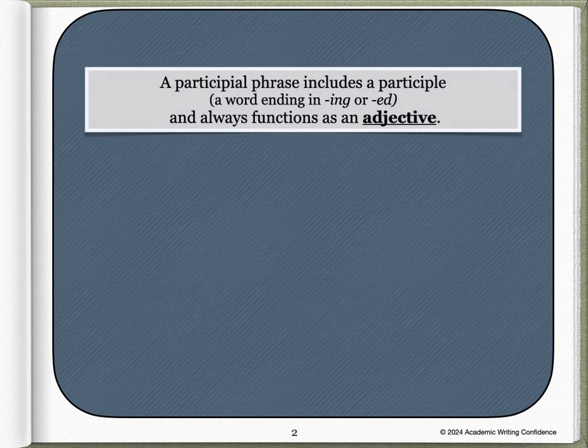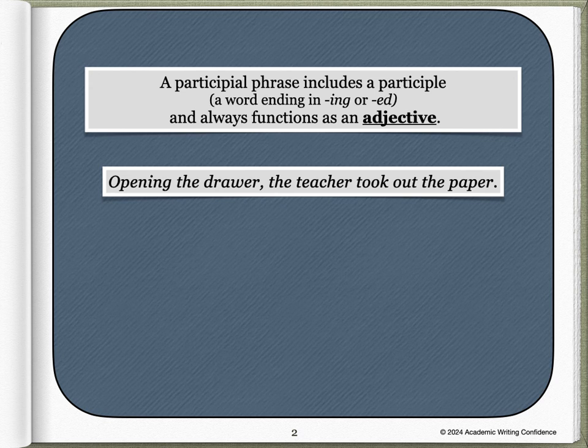On the other hand, a participial phrase includes a participle, a word ending in ing or ed, and always functions as an adjective. It describes something in the sentence. Here's an example sentence. Opening the drawer, the teacher took out the paper. The participial phrase is the phrase opening the drawer. In this case, the phrase is describing the teacher.